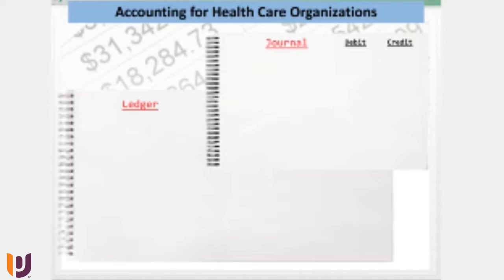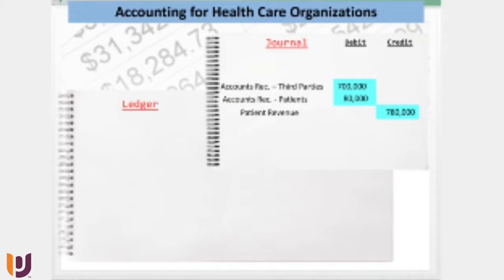Here is the journal entry to record this transaction. Accounts receivable, third parties, will be debited for $700,000. Accounts receivable, patients, will be debited for $80,000. Patient service revenue will be credited for $780,000. The $20,000 service to the poor will not be recorded as either revenue or a receivable, as it was performed with no expectation of being paid.